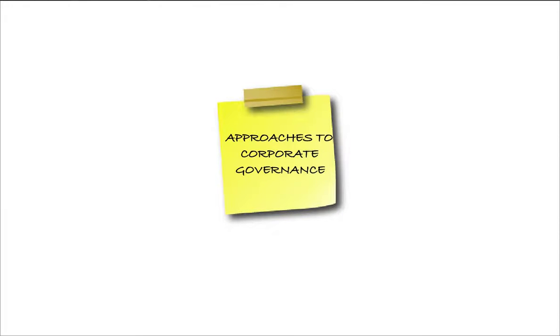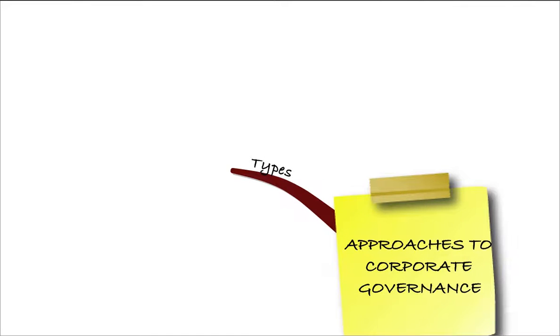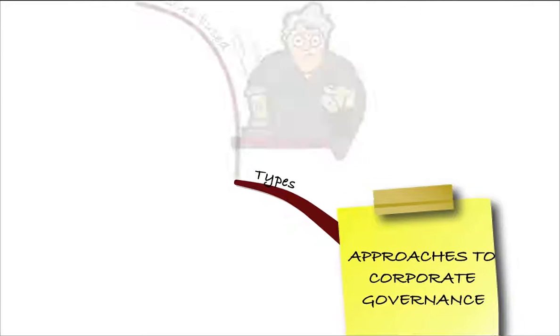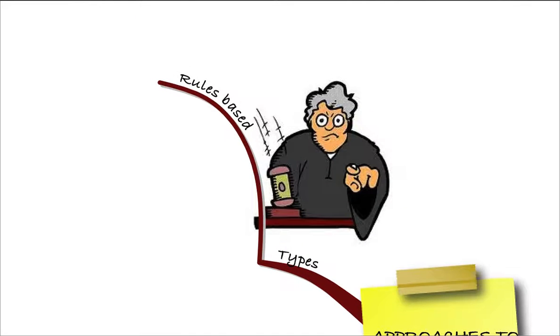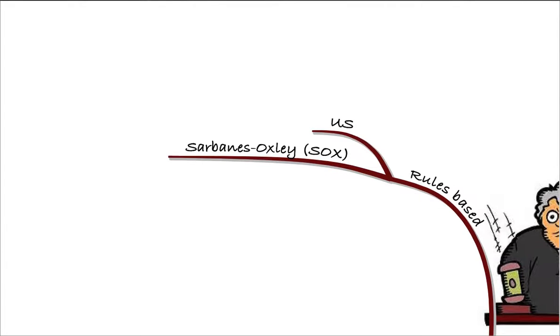This is a recap of our lecture on approaches to corporate governance. So the two main types of approach that we can take to corporate governance are first of all rules-based. Now rules-based is an example in the US and that is under the Sarbanes-Oxley Act, which we look at in a bit more detail in a second.